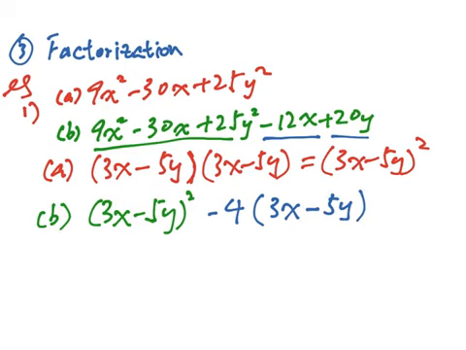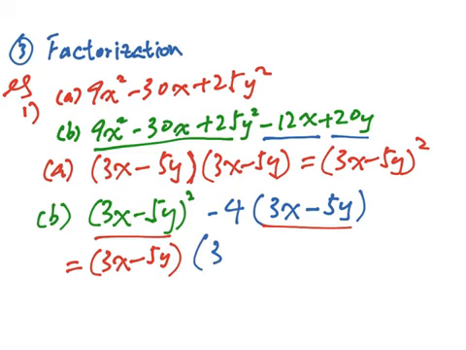Next, we'll compare the first term and the second term. Do they have the same common term? Yes. 3x minus 5y is the common term, so we take it out. So it becomes 3x minus 5y. Then, because one is a square, we take out 1, so it remains 1, 3x minus 5y, and then negative 4.